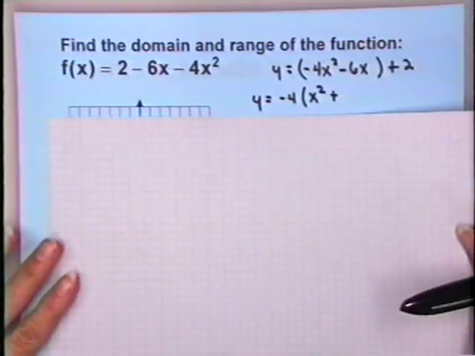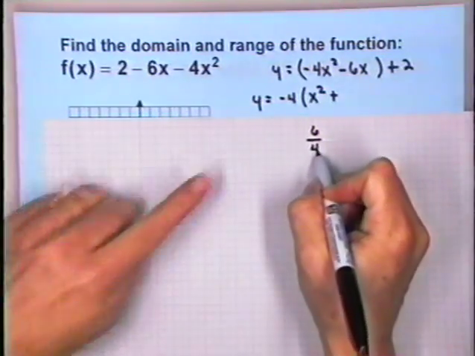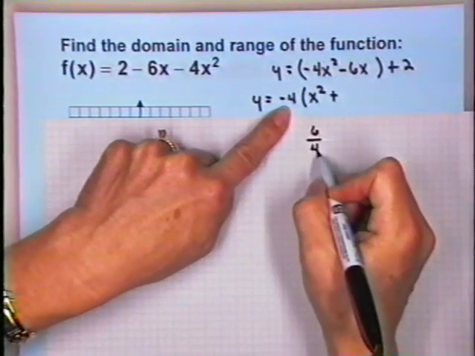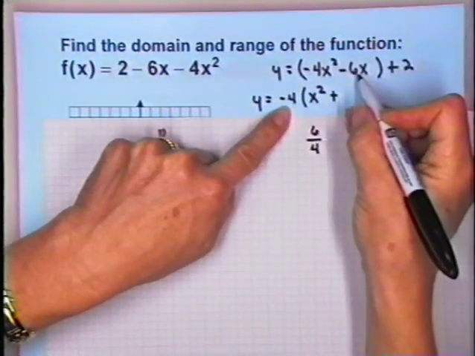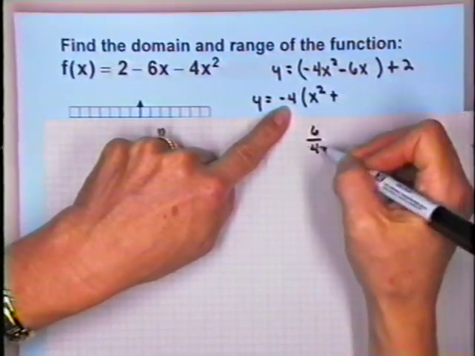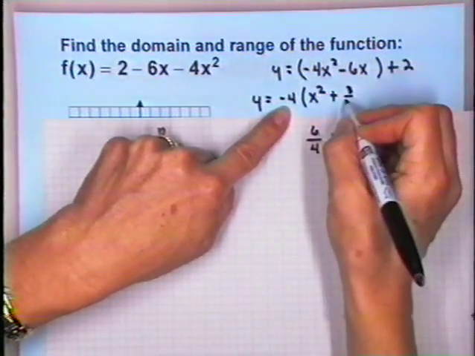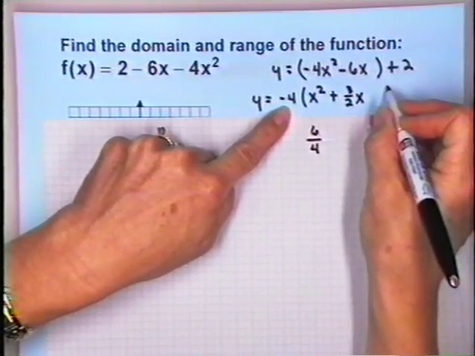Well, let me show you something that you can do here. Think about this for a second. 4 times 6 over 4 gives you 6. So 6 over 4 could go here, couldn't it? But you can reduce 6 over 4. 6 over 4 is 3 over 2. Okay, now I'm going to leave that there.